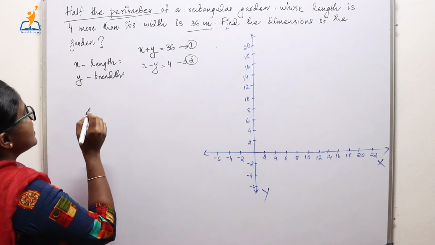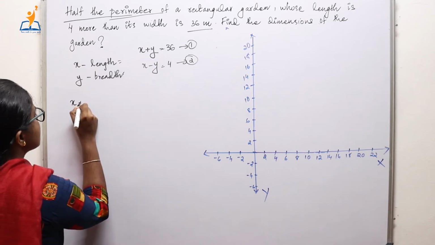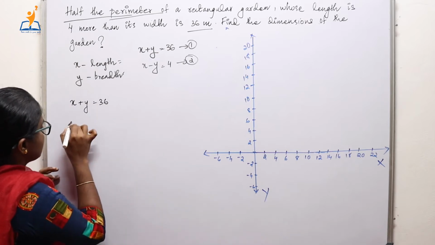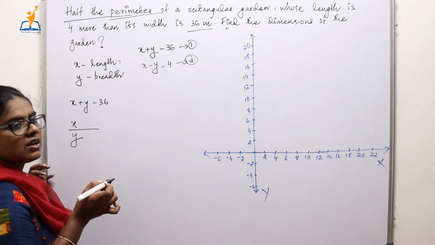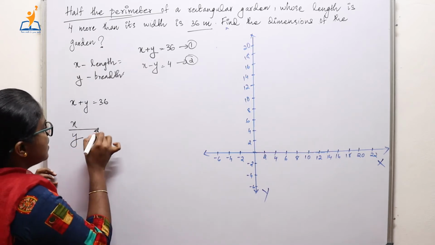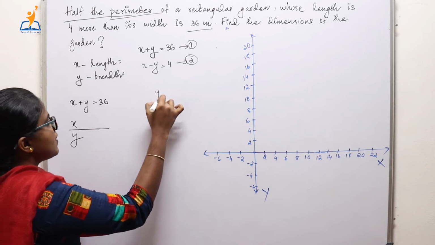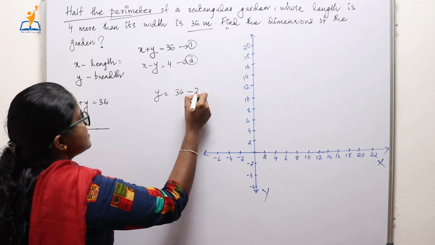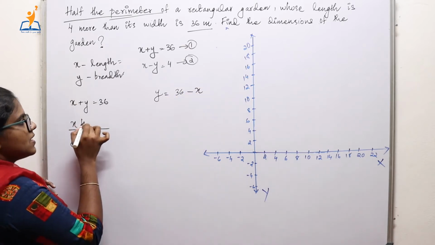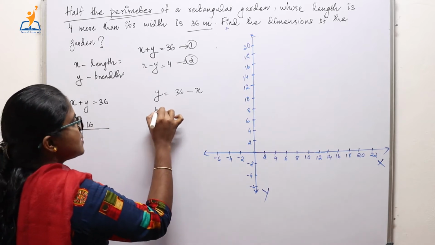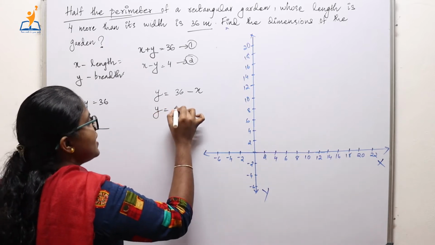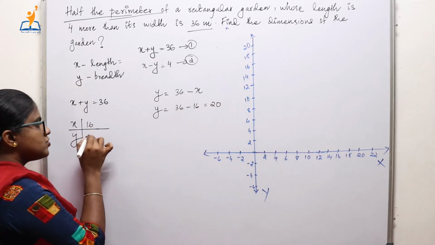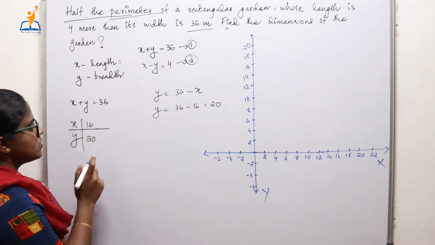For that, let's consider the first equation, that is x plus y equals 36. We are going to find the solution set of this particular equation, that is, corresponding to different x values we are going to find the y values. Now first of all, for that we want to find the value of y from this equation, that is y is equal to 36 minus x. Now let's put x is equal to 16 first. When x is equal to 16, we have y is equal to 36 minus 16, that is 20. So corresponding to x value 16, we have y equal to 20.